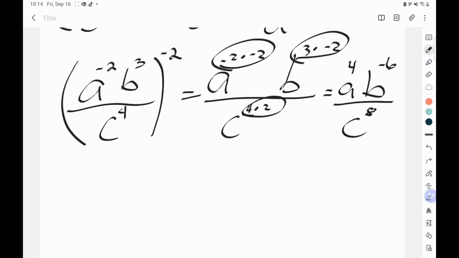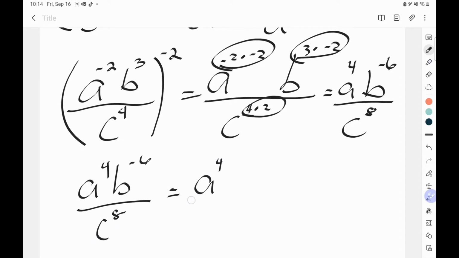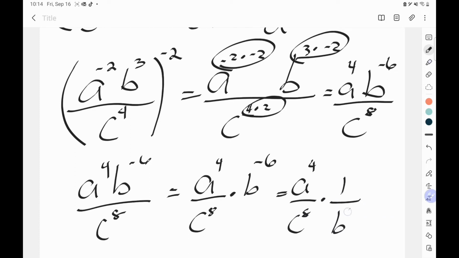That means we need to find the reciprocal of b to the power of negative 6. Let's rewrite it here: a to the power of 4, b to the power of negative 6, all over c to the power of 8. So we have a to the power of 4 over c to the power of 8, times b to the power of negative 6. Then we find the reciprocal of this one. That becomes a to the power of 4 over c to the power of 8 times 1 over b to the power of 6.